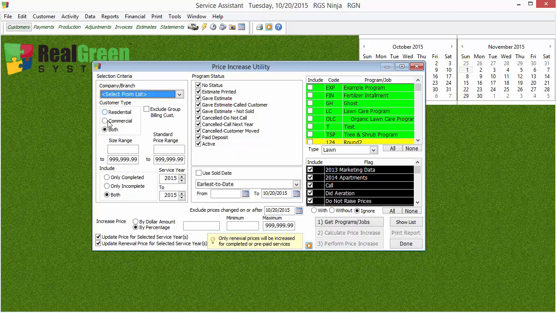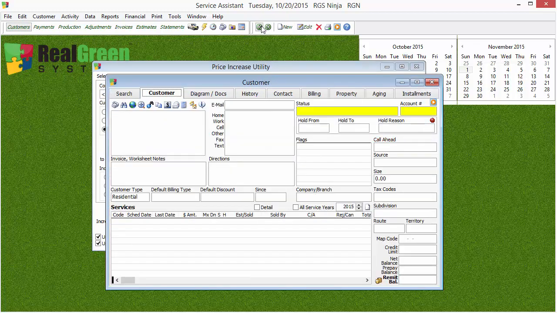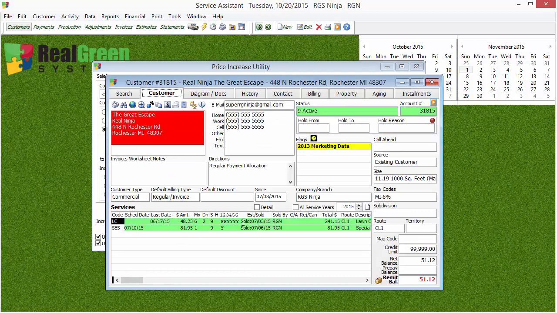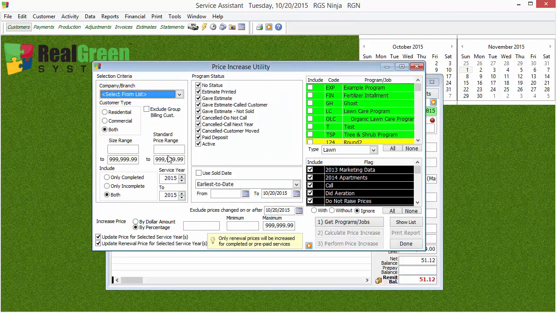You can decide whether or not residential versus commercial. You can exclude group billing customers. You can also do price increases based upon how large the property is or what the standard price is on the customer's program. So again, if we go to a customer account here real quick, I'm just going to grab someone. There we go. We open this up here. This right here is the standard price. So again, you can say, if their standard price is $100 or more, we're not doing increases on. We could put a limit of 0.01 to $100. So again, keep in mind, these are filters on who would get price increased.